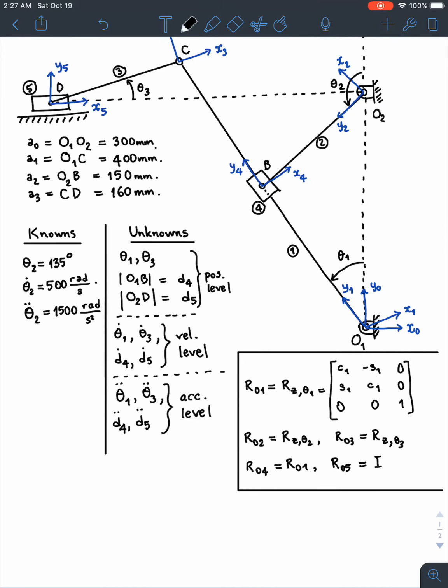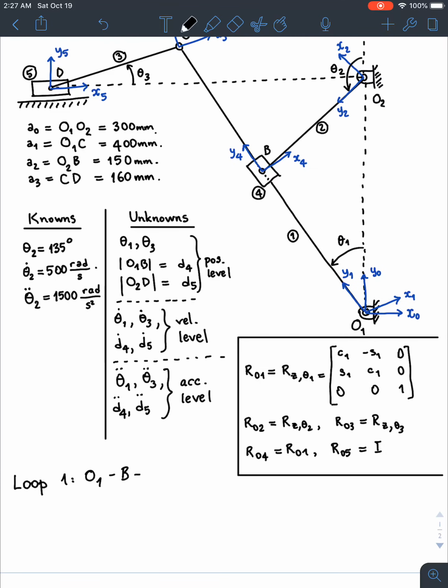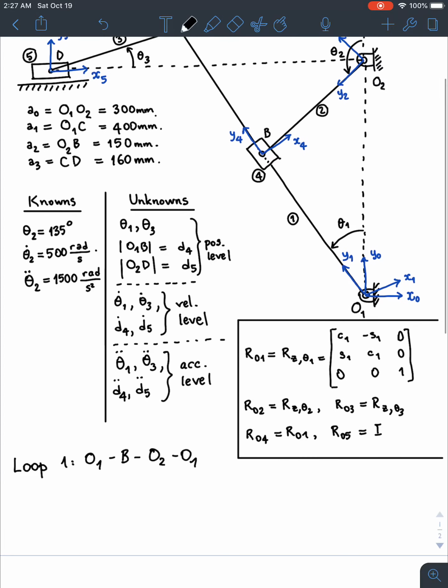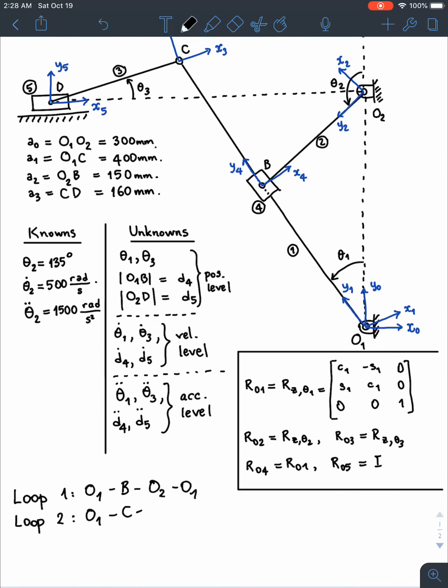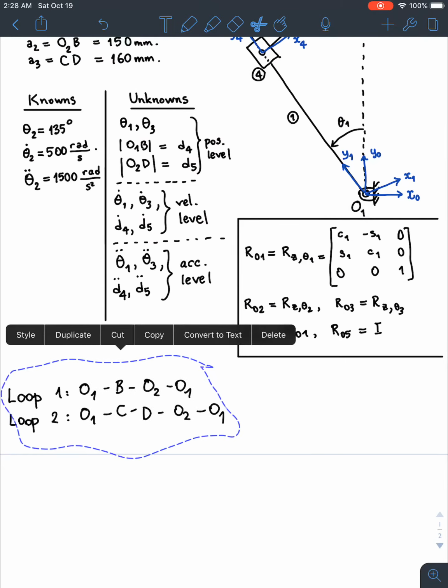Let's see. The loops that we wrote, right? Loop 1 was going from O1 to B to O2 back to O1. Loop 2 was going from O1 to C, C to D, D to O2, back to O1. Okay, and let me actually move these over here, right there.